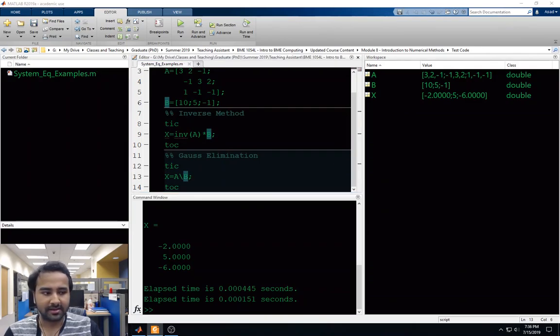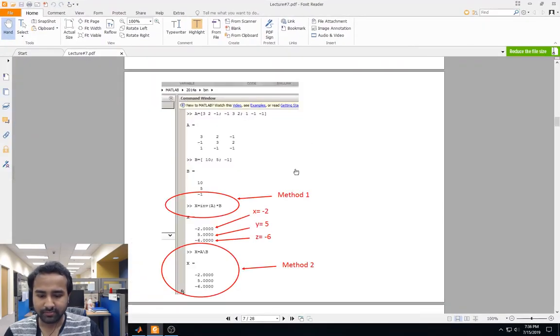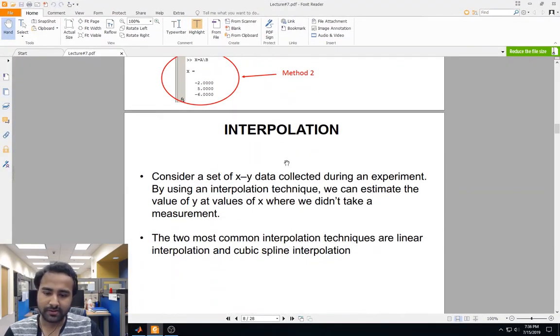But I just wanted to show you guys the differences between them a little, and either one can be used really. So join me in the next video when I'll talk about interpolation.